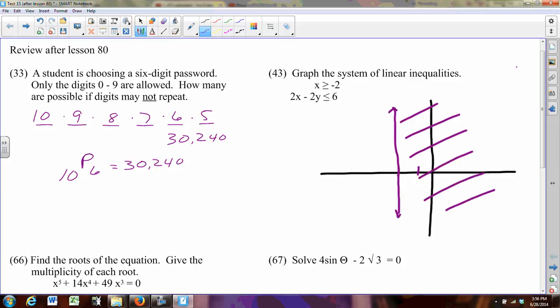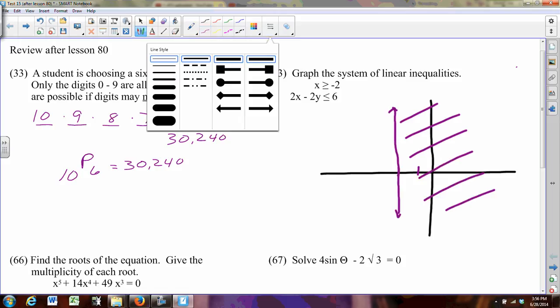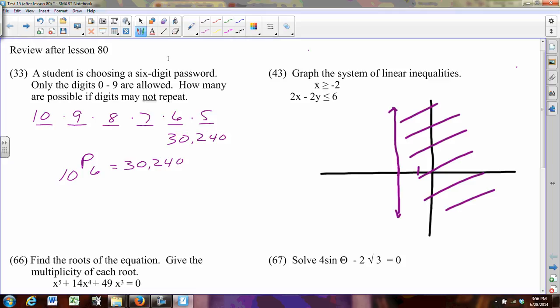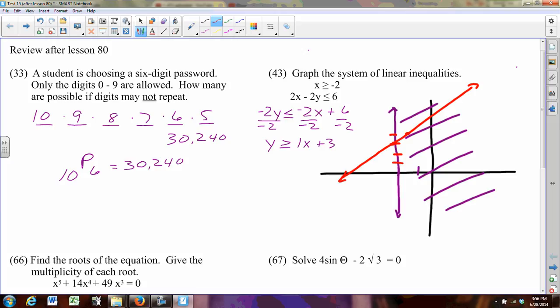Now for this next part, we have to solve for y. So I'm going to subtract 2x from both sides. So I have -2y is less than or equal to -2x plus 6. Now I have to divide, but if you remember, if we divide by a negative, we have to switch the inequality around. Now for this, I go up 3, put a dot, and then I go up 1 and over 1, put a dot. We would use a solid line as well.